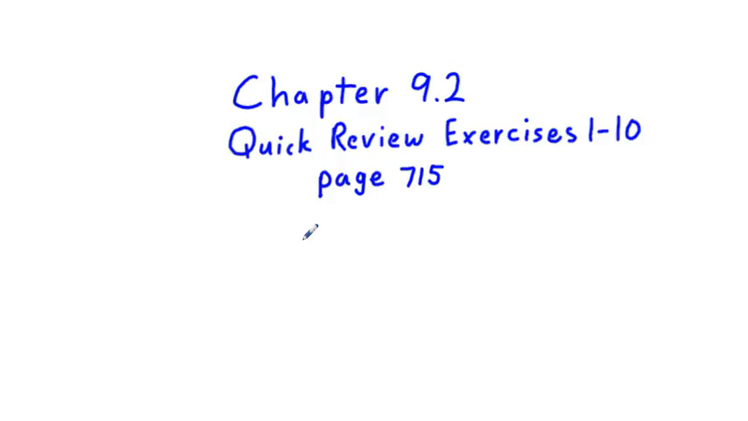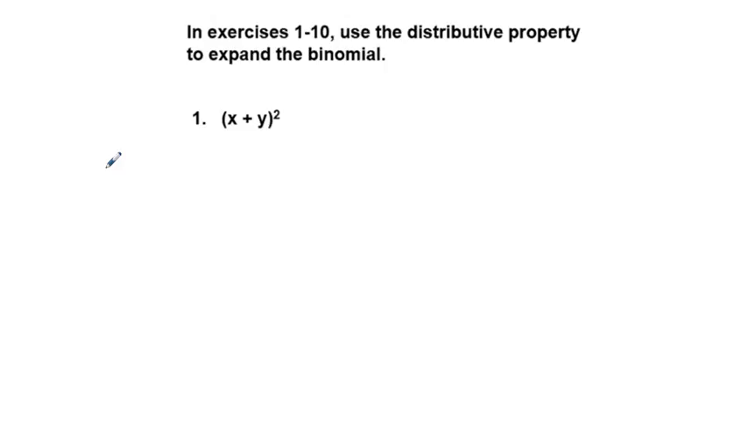Chapter 9.2, quick review, exercises 1 through 10. This section in our book, 9.2, has to do with using the binomial theorem to expand binomials. And this is a preliminary exercise, the set 1 through 10, working up for that. And there are some different ways we can do these.